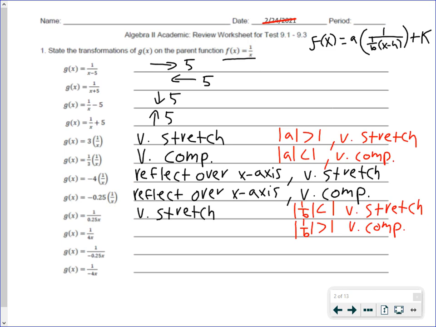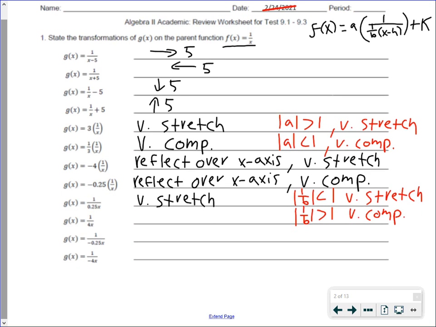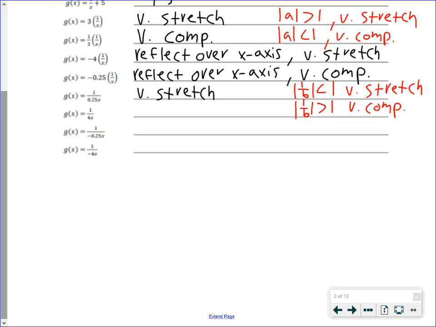So 1 over b, if the absolute value of 1 over b is less than 1, then you have a vertical stretch. In the next line, we have g of x equals 1 all over 4x. So our 1 over b term is 4. So the absolute value of 1 over b, or your 4, is greater than 1. That means we have a, I'm sorry, I'm not putting vertical stretch and compression. It should be horizontal stretch and compression.